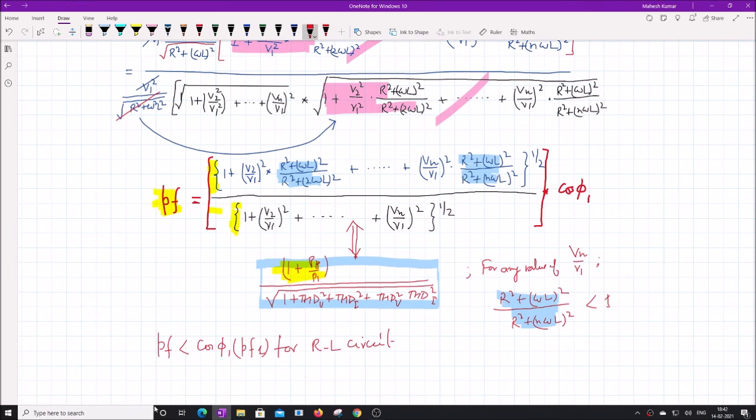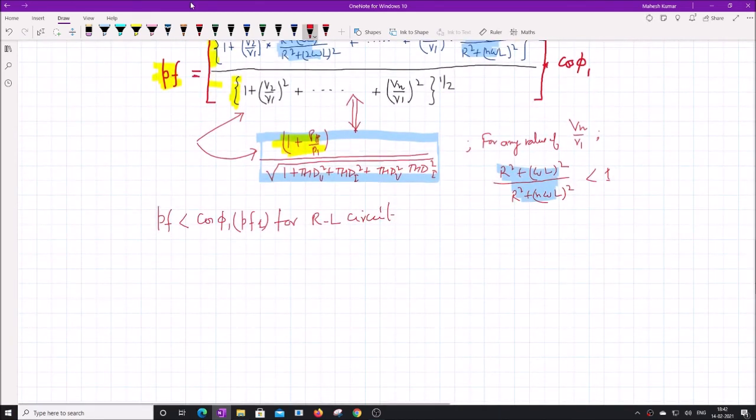And how much it is less depends upon this factor or this factor. But we have proved that power factor will be less than cos phi 1. In other words, the overall power factor cos phi, this is overall power factor, this will be less than cos phi 1.